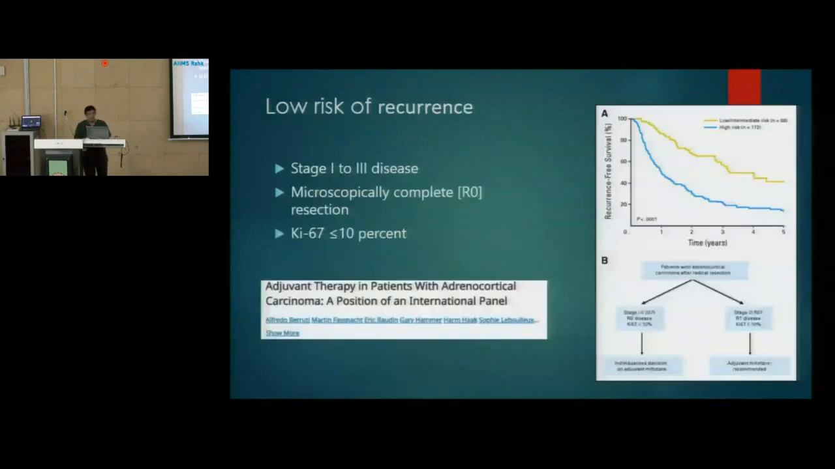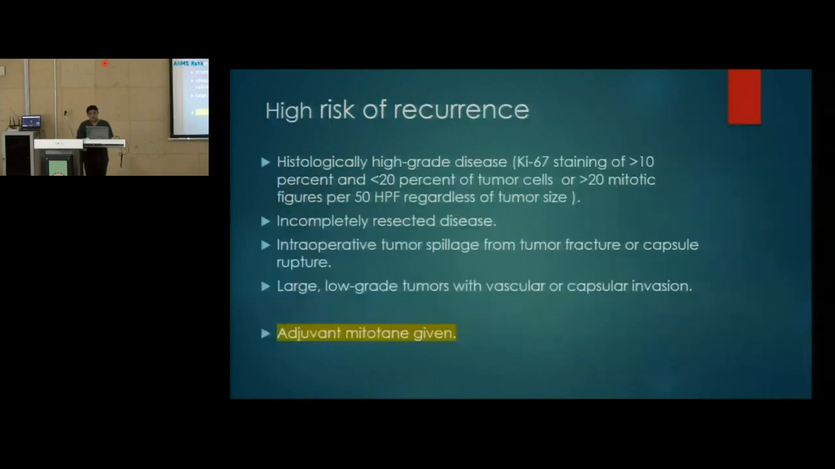Low risk of recurrence is present in patients with stage 1 to 3 disease and with R0 resection, and if the Ki-67 is less than 10%. High risk of recurrence is present in patients who have high-grade disease with Ki-67 staining of more than 10% or more than 20 mitotic figures present, if there was no R0 resection, and if any intraoperative tumor spillage was present. In such cases, we give adjuvant mitotane therapy.